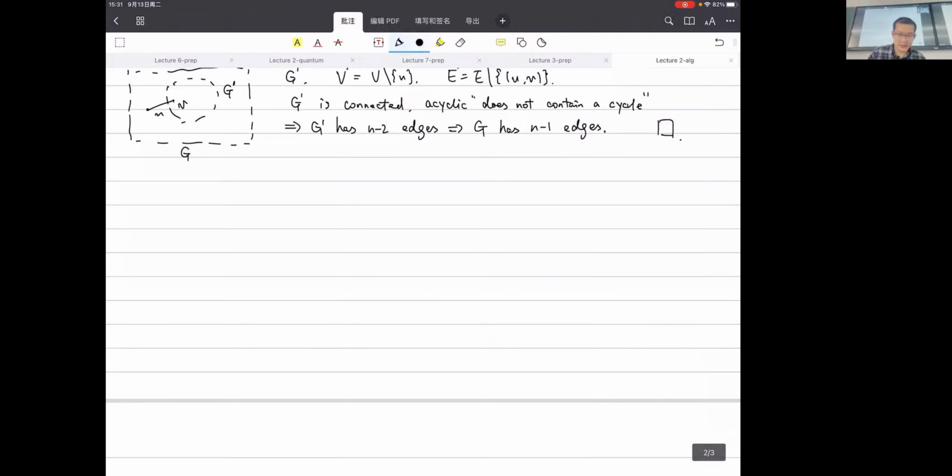So we now consider a problem called the s-t connectivity problem. We are given two nodes, s and t, and the question is: is there a path between s and t?